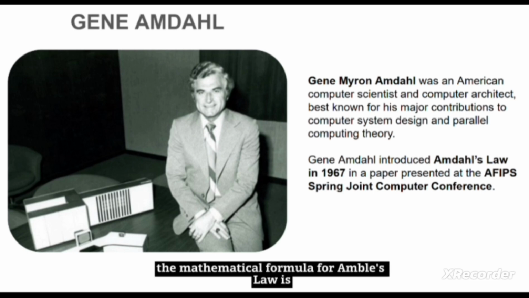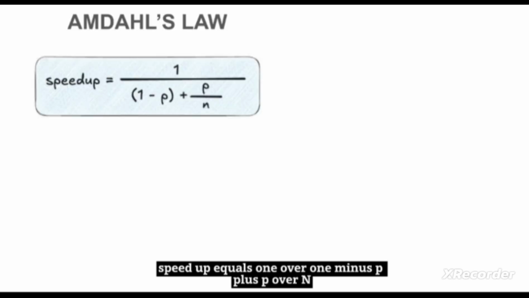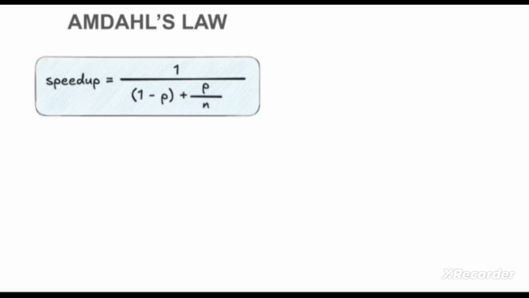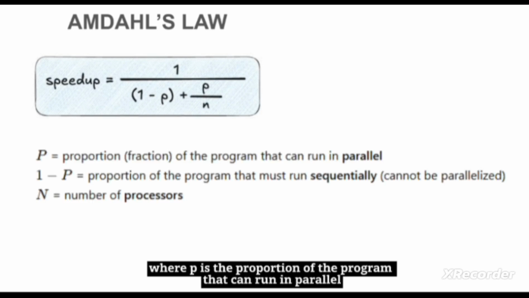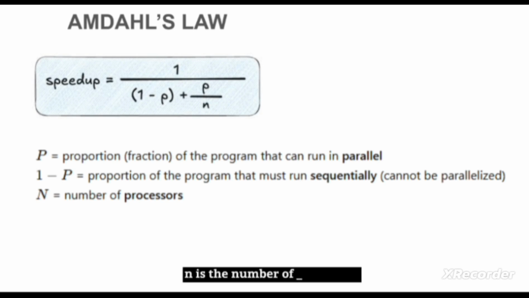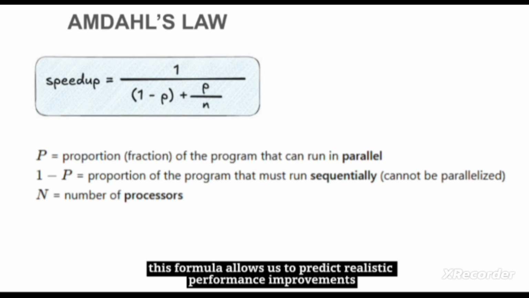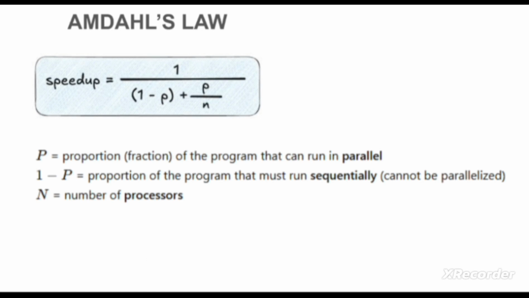The mathematical formula for Amdahl's law is speed up equals 1 over (1 minus p plus p over n), where p is the proportion of the program that can run in parallel, 1 minus p equals the proportion that must run sequentially, and n is the number of processors. This formula allows us to predict realistic performance improvements.